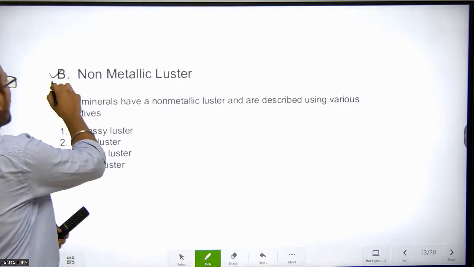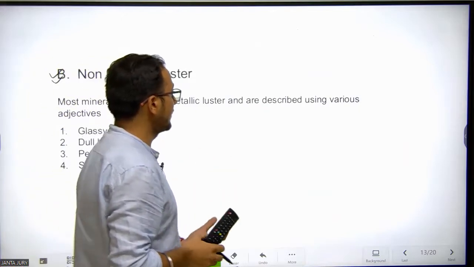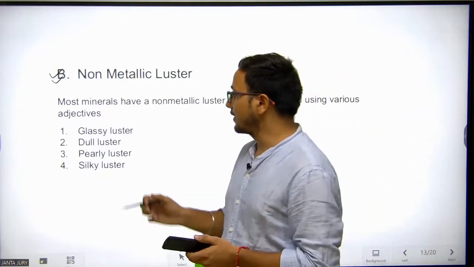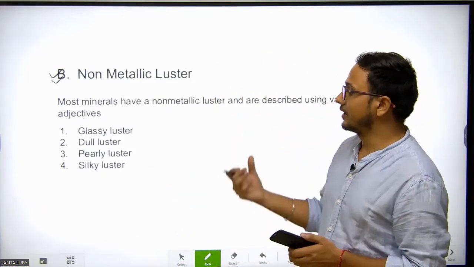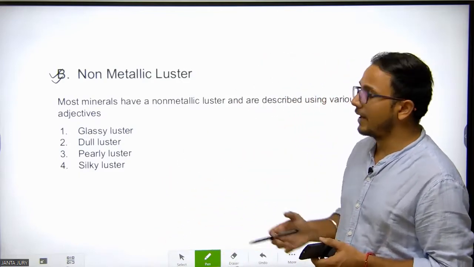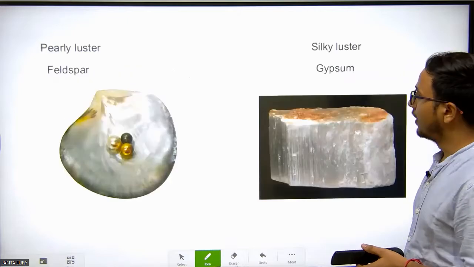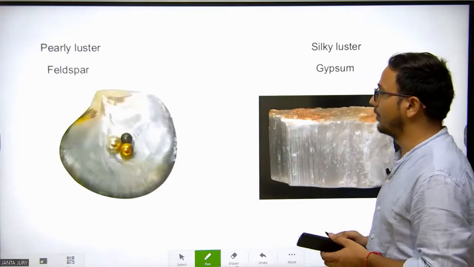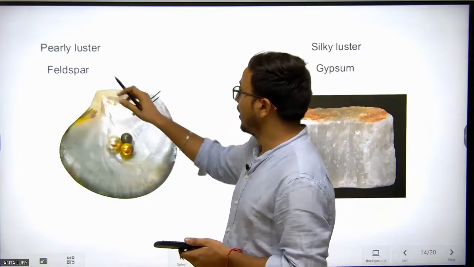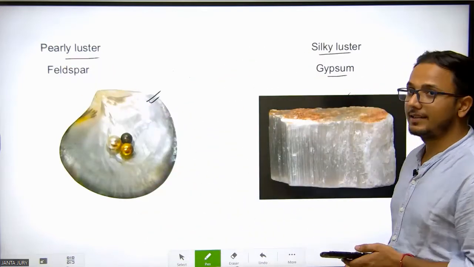Now look at non-metallic luster. What is non-metallic luster? Most minerals have non-metallic lusters, described using various adjectives like glassy luster, dull luster, pearly luster, silky luster. There are various types of luster shared by non-metallic minerals, even greasy luster. Now you can see the different types of non-metallic luster. Feldspar shows pearly luster. Gypsum shows silky luster.